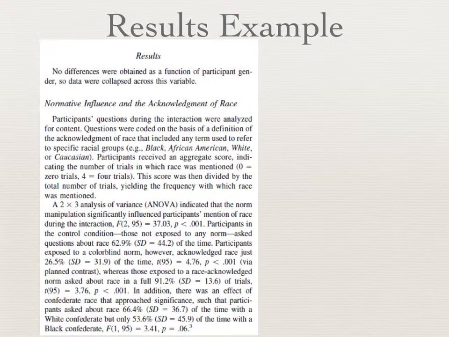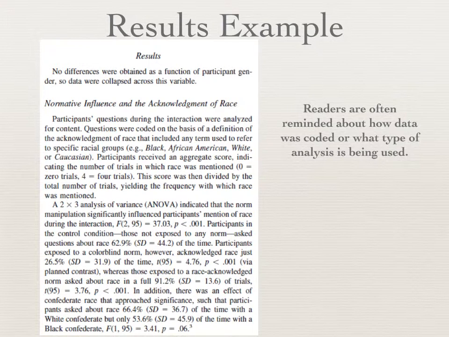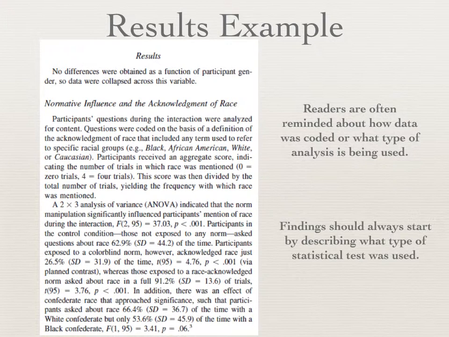So here's an example of a results section. They start out, no differences were obtained as a function of gender, so they didn't look at gender. So they looked at it, saw there were no differences, and so they stopped looking at gender, is what they're going to tell us. Then they go in and they talk about the other information. We're reminded about how the data was coded. We're reminded about what kind of statistical analyses were used. And those findings will always start by describing what kind of statistical test was used.